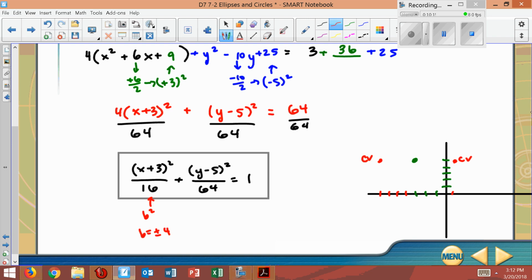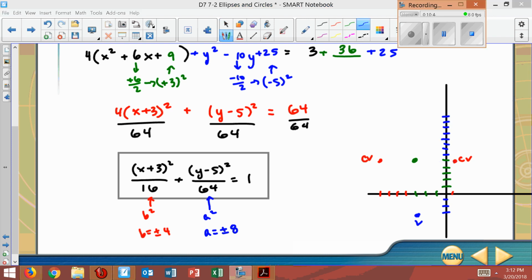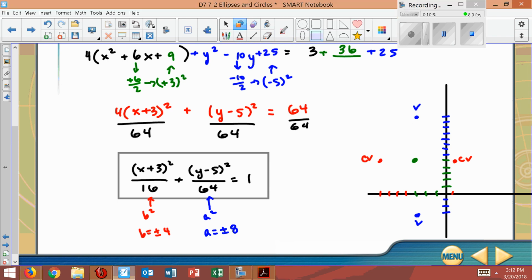Now 64, this is my a squared this time, because it's the larger number. So this means it's a vertical. This is plus or minus 8 units when you take the square root. So I go down 8, 1, 2, 3, 4, 5, 6, 7, and 8. There's a vertex. And then I need to go up 1, 2, 3, and I need to extend this. Hang on a second. Okay, it just extended it. And then we go up 8 units as well. So now there's my ellipse. It looks something like that.